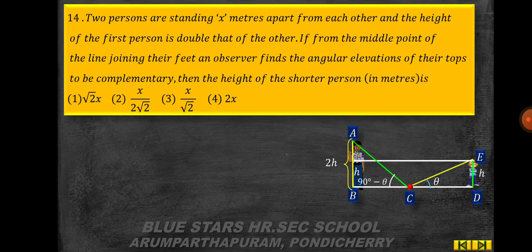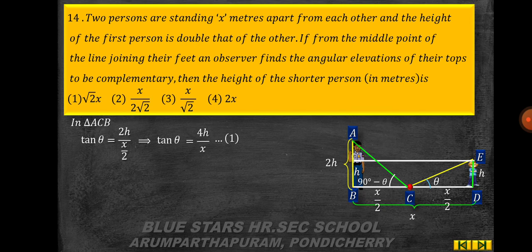That is, the first person is double that of the other. So if the height of the shortest person is H, the height of the tallest person is 2H. The distance between BD is X. So BC is X by 2 and CD is also X by 2. So in triangle ACB, tan theta is equal to 2H by X by 2, which implies tan theta is equal to 4H by X, which is equation number 1.